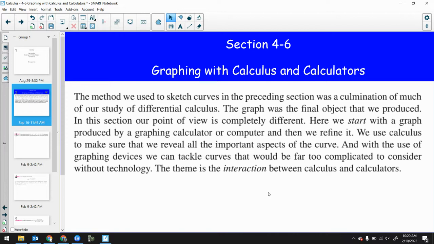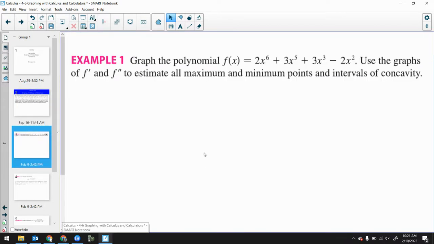We use calculus to make sure that we reveal all the important aspects of the curve, and with the use of graphing devices, we can tackle curves that would be far too complicated to consider without technology. This is going to allow us to find all of the important pieces of very difficult problems. Very, very difficult problems that we would have no chance of finding the derivative and graphing if we were to try to do it by hand. Okay? All right, so let's take a look at example 1 here.